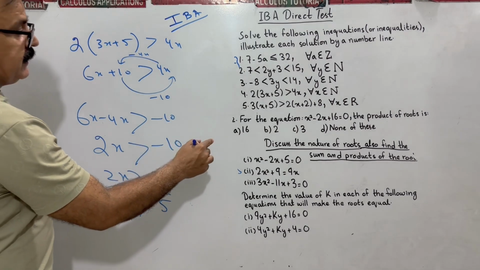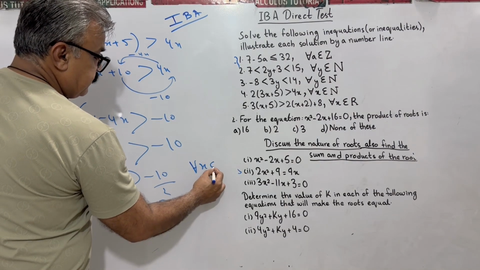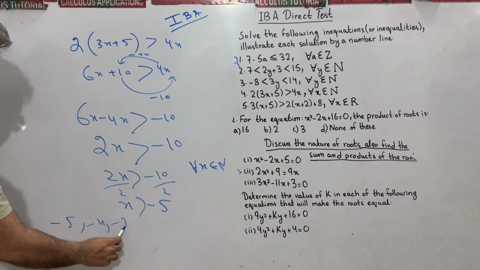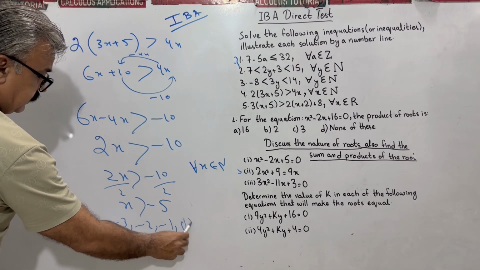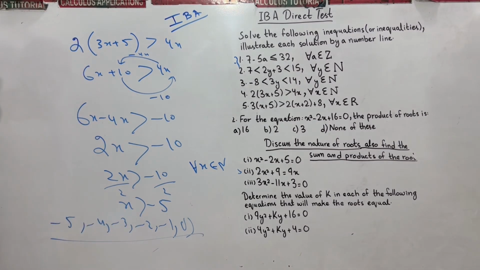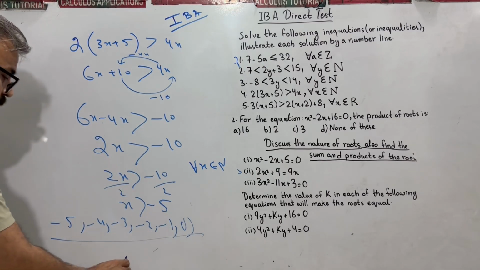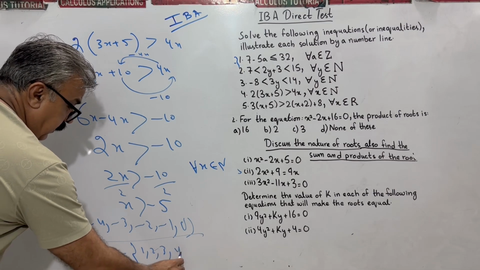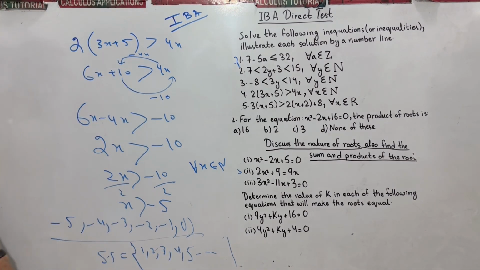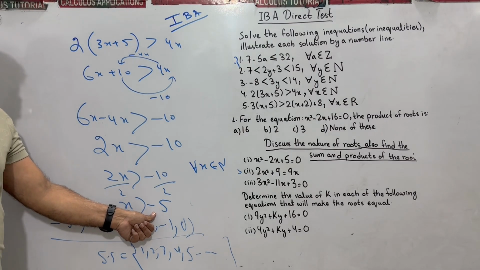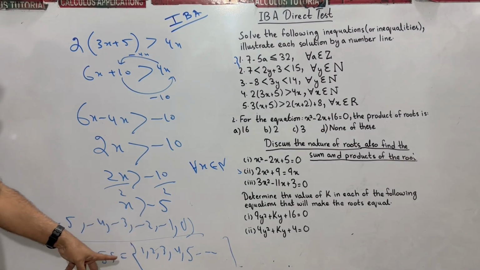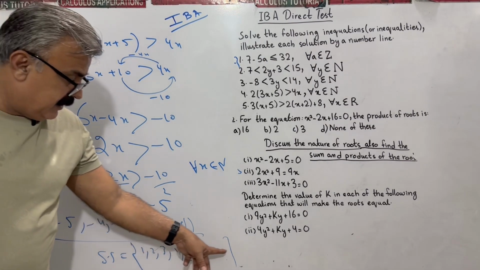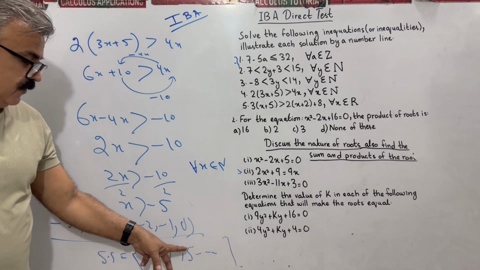Again, we have been restricted that x must belong to natural numbers. Minus 5, minus 4, minus 3, minus 2, minus 1, 0 have not been included. Why? Because we have to take natural numbers. Our solution set is 1, 2, 3, 4, 5 and so on, all the natural numbers greater than minus 5.